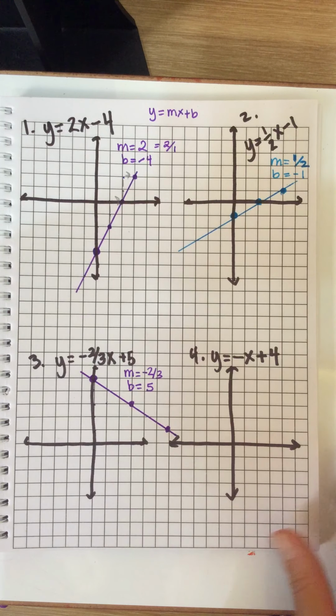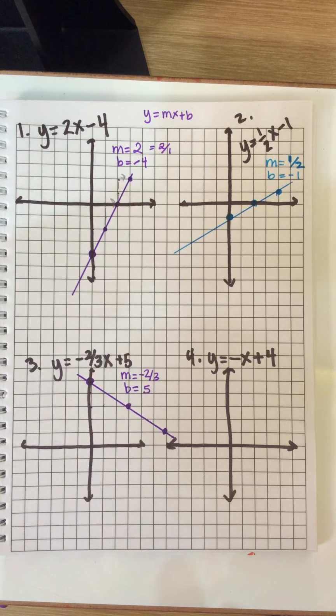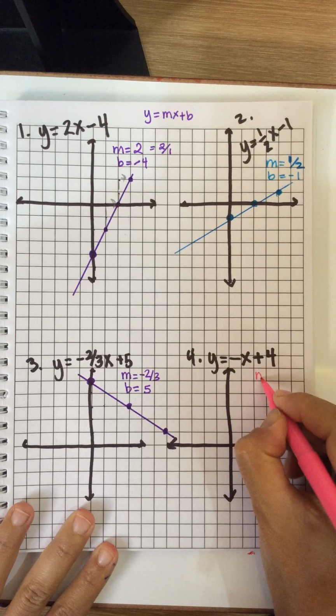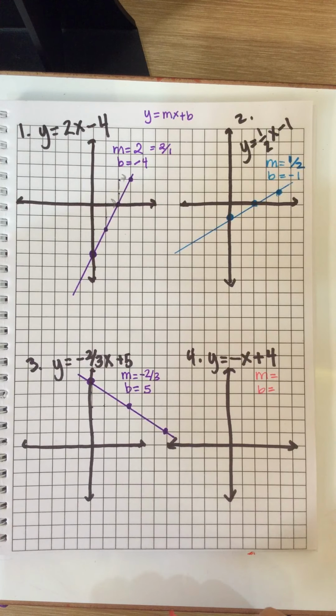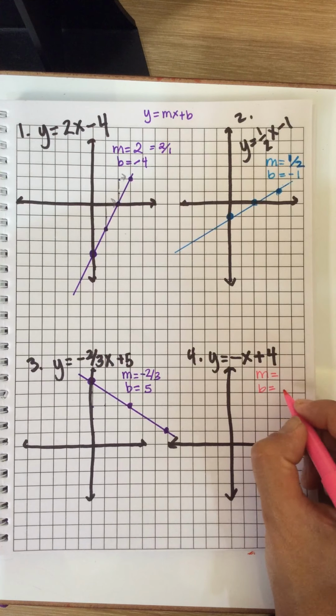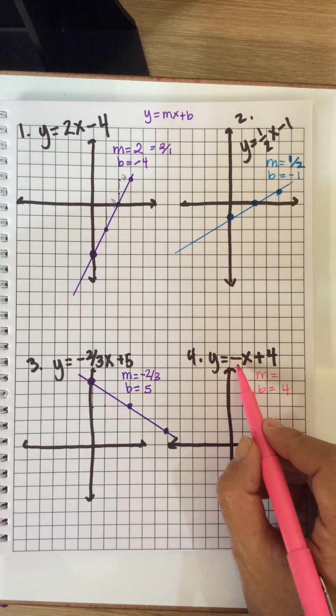Let's try one more. Y equals negative x plus 4. So I'm going to pause the video here and you tell me what the slope is and you tell me what the y-intercept is. Let's start with the easy one. The y-intercept is 4. Now the slope, there's no number here, it just says minus.